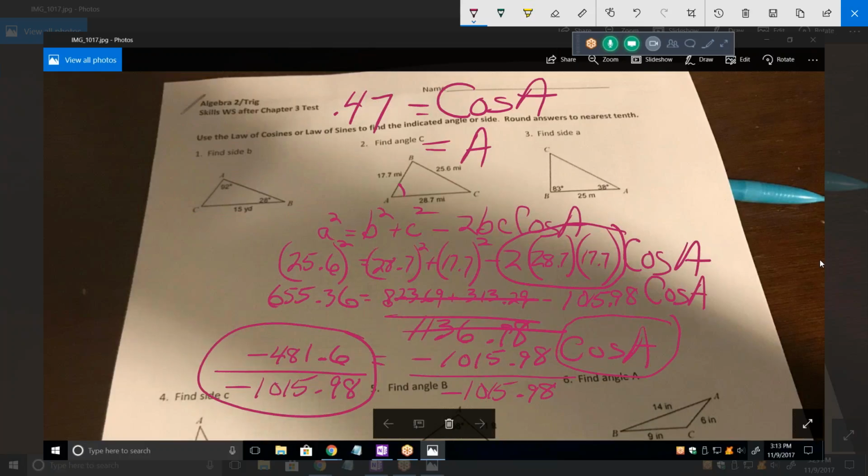Can you do that on your calculator? Is it 1.1? Don't know. I'm not sure. I think it is 1.1. That's an awful small angle. You need to take the inverse cosine of 0.47. That's going to give you your answer. Arc cosine, same thing.